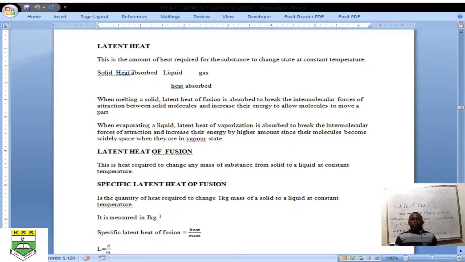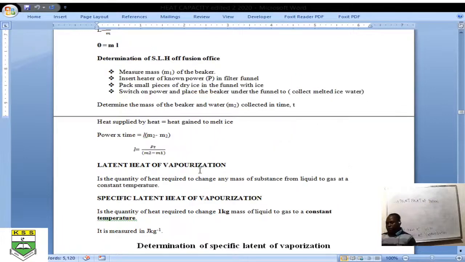So, I was still saying, we are going to basically begin with this latent heat of fusion.